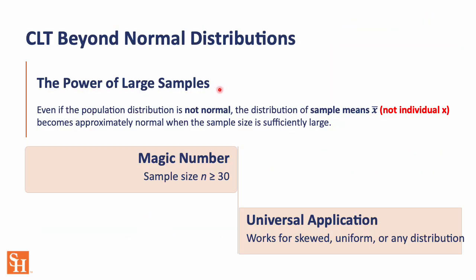So far we have talked only about the normal distribution, but the central limit theorem can be applied to any other distribution which is not normal. The only thing you have to remember is that the central limit theorem is only applicable for the sample mean. We cannot use it for individual observations. When the sample size is at least 30, we can use the central limit theorem, and it can be applied to any distribution. The distribution doesn't need to be symmetric. It could be skewed, uniform, or any other distribution.